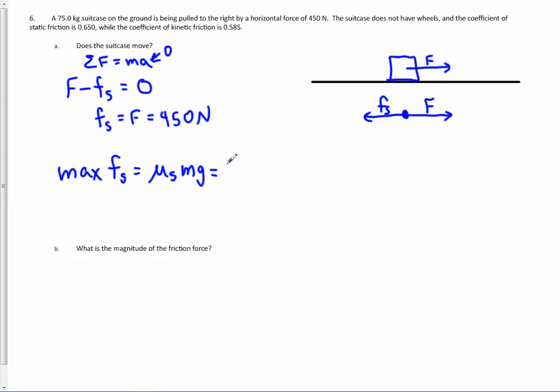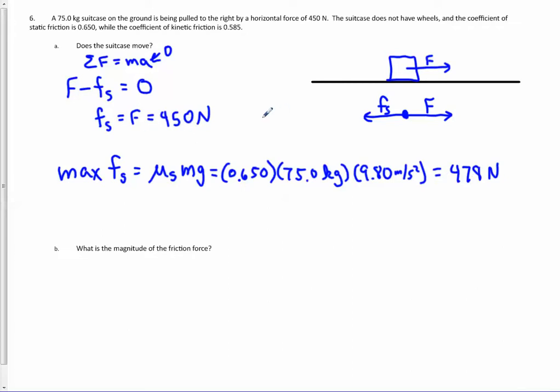All right, if you put the numbers in, that works out to be 478 newtons. So the maximum that static friction can be in this case is 478 newtons. We only need it to be 450 newtons, so that's fine. So the answer is it does not move. The maximum static friction has not been exceeded. If it had, it would start moving, and then we would switch to kinetic friction.